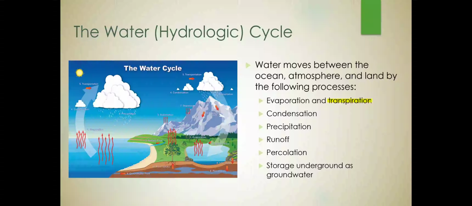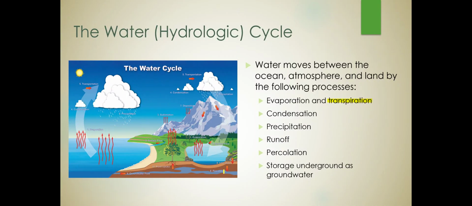If you're not familiar with this one, please get familiar. Transpiration is water loss from plants. Sometimes this will say evapotranspiration because it's kind of the same process. It's just one is coming from bodies of water, one is coming from plants. And then that water that's evaporated or turned to gas can condense, it can precipitate, it can run off over the land.